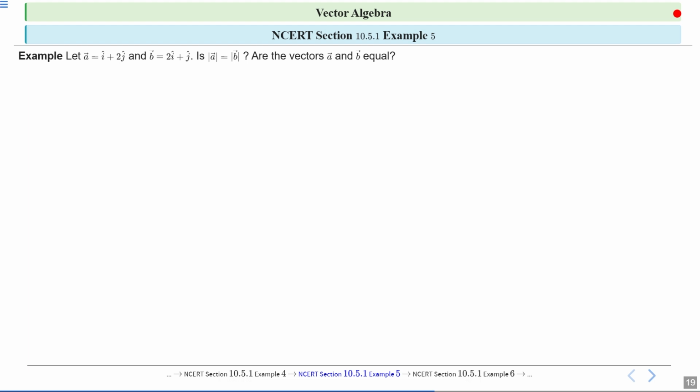Next example, vector A vector is equal to i cap plus 2 j cap, B vector is equal to 2 i cap plus j cap. Is the magnitude of A vector equal to the magnitude of B vector? Are these vectors A vector and B vector equal?